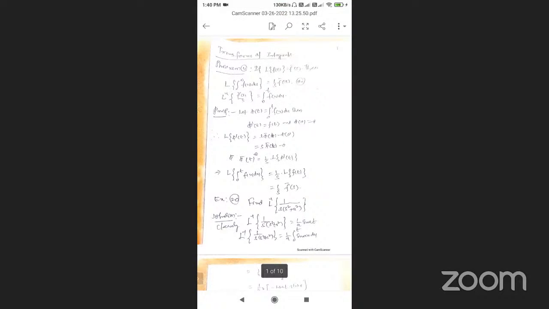This is page number 196. The third theorem is completed. Page number 197: the last class, up to 196, is completed. Page number 197, theorem number 4.